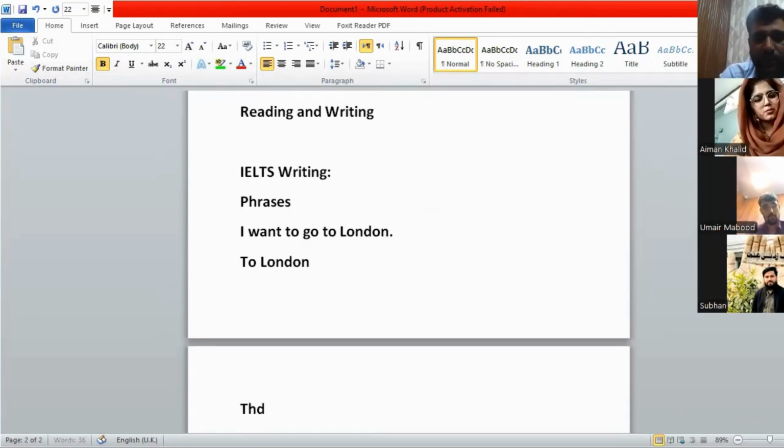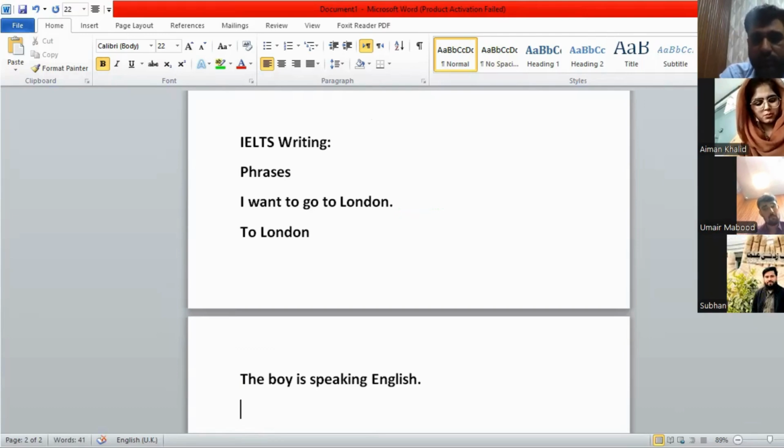Or for example, I say the boy is speaking English. The boy is also a phrase, a noun phrase. Is speaking is also a verb phrase, because a verb phrase is the combination of more than two verbs. Is is the helping verb, speaking is the main verb. So we could say it's a verb phrase, and the boy is a noun phrase. Okay, after this, what comes?